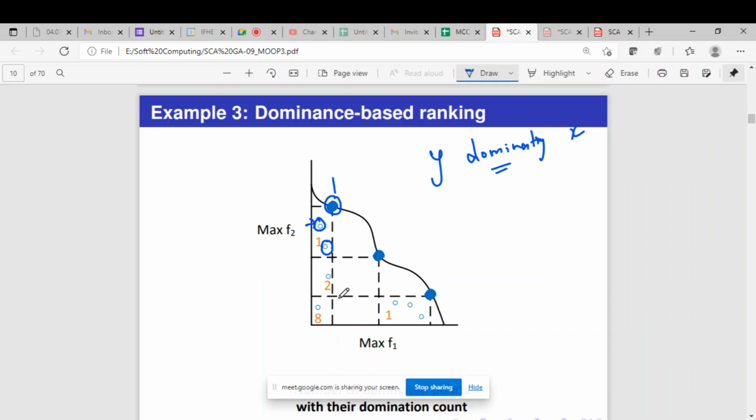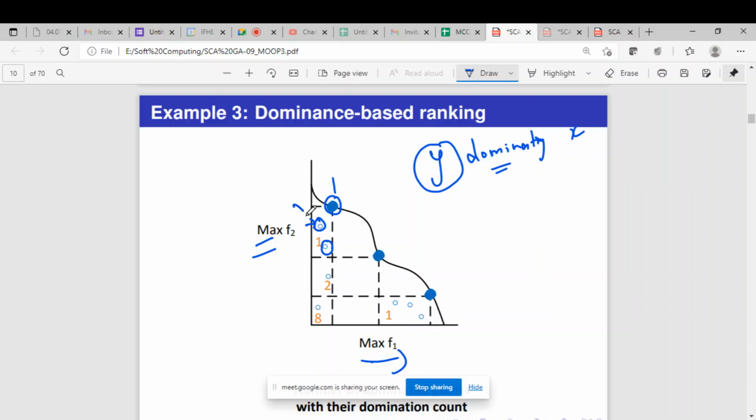Okay, the value, that is fine. But here what we want to do is maximize F1 and also maximize F2. So when you say that Y is dominating X, if Y is towards the right of X and also Y is towards the top of X, are you getting it? Then you can say that Y is dominating X. Is it clear?